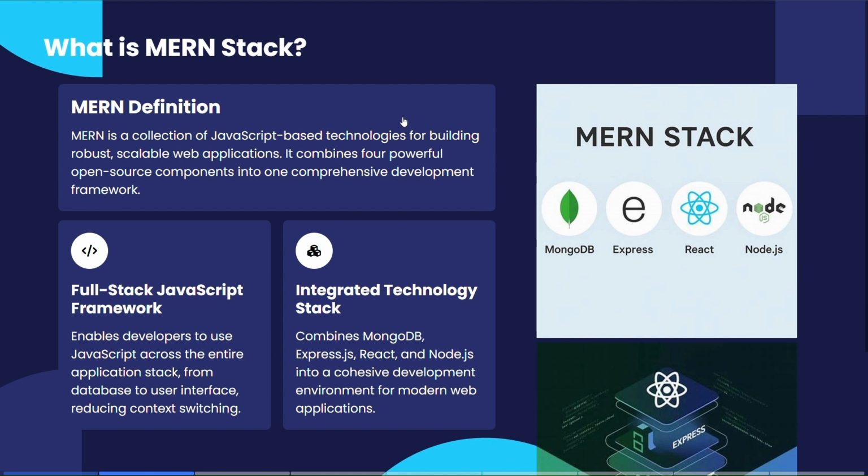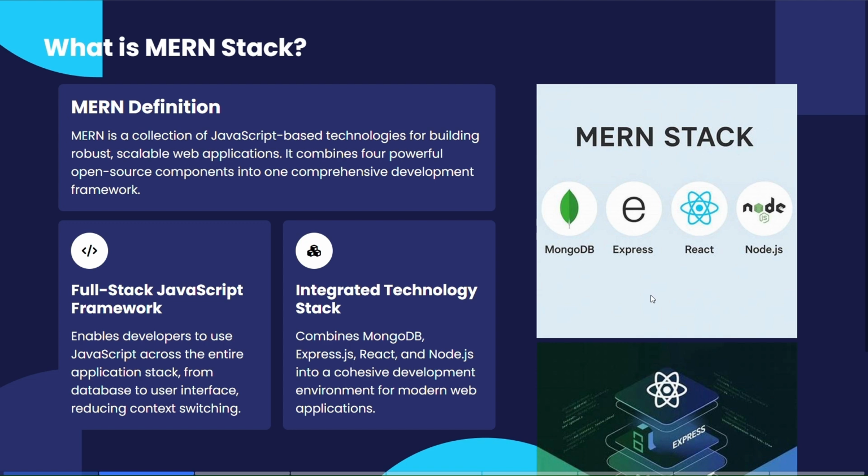So first, what is MERN stack? MERN is a group of four powerful JavaScript-based technologies that help us to build modern, fast, and full-featured web applications. In the word MERN, M stands for MongoDB, E stands for Express.js, R stands for React.js, and N stands for Node.js. Together, they form a complete system for both front-end and back-end development.